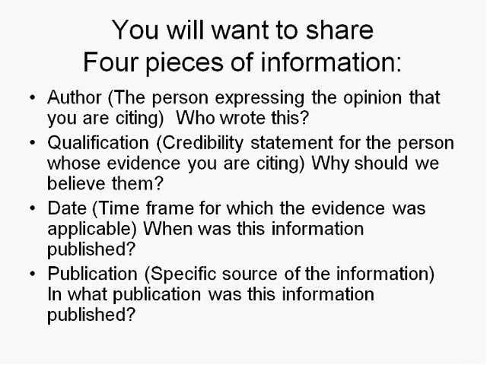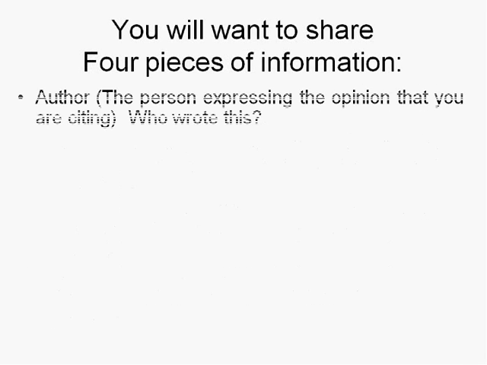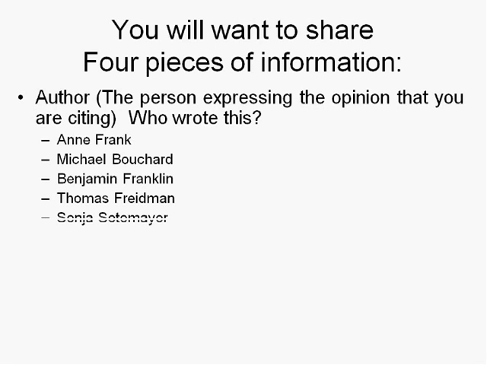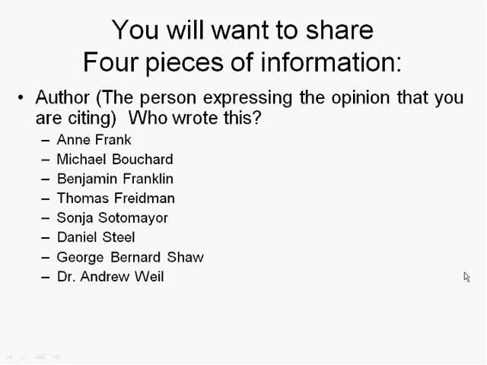Let's talk about each of those four in a little bit more detail. First is the author. That's a person expressing the opinion that you're citing. Who wrote this? Was it Anne Frank, Michael Bouchard, Benjamin Franklin, Thomas Friedman, Sonia Sotomayor, Danielle Steele, George Bernard Shaw, or Dr. Andrew Weil? Any one of those are famous authors and would be appropriate people for you to potentially cite in a speech in my class. As a result of that, one of the first things that you need to share about your information is the author, the person who wrote that information.